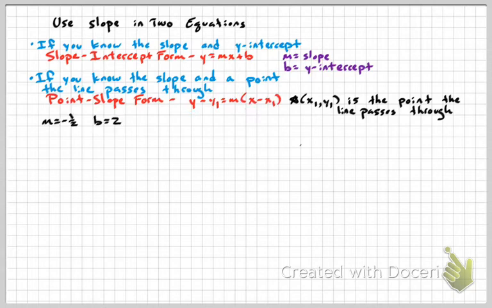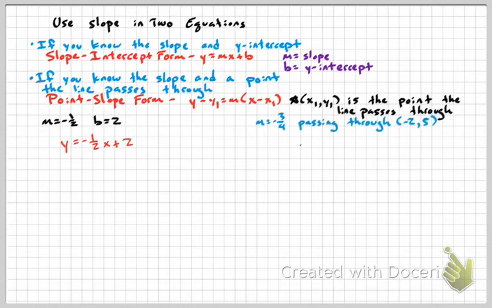So let's look at an example. All right, so if I know that the slope of my line is 1/2, and I know that it crosses through the y-axis at 2, aka our y-intercept, that is the easiest problem we're ever going to see. We just write y equals 1/2 x plus 2. I plug in my m right here, and I plug in my b right here.